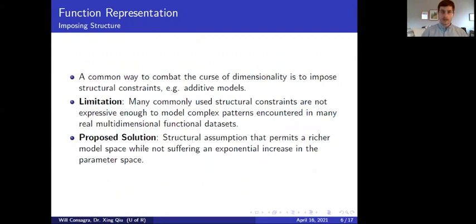So how has this been handled in the past? Typically you impose some sort of structural constraints on the functions that you're estimating. This is where you get things like additive models, single index models, and semi-parametric regression. Unfortunately, many of these commonly used structural constraints are not expressive enough to model complex patterns encountered in many real multidimensional functional data sets. So our proposed solution is to investigate another structural assumption that simultaneously permits a richer model space while not suffering from an exponential increase in the parameter space.